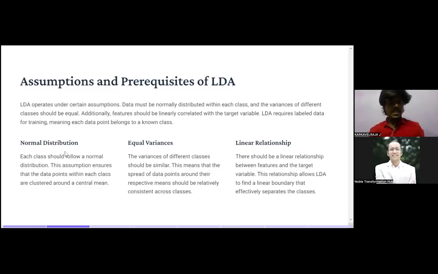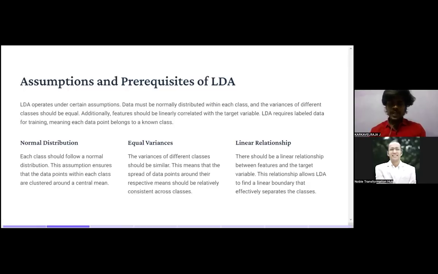Normal distribution: each class should follow a normal distribution. This assumption ensures that the data points within the classes cluster around a certain central mean. Because whenever you have data points, it is like a mountain kind of curve. So there is a central mean, and all the data points are clustered around the mean. That is what is called a normal distribution.